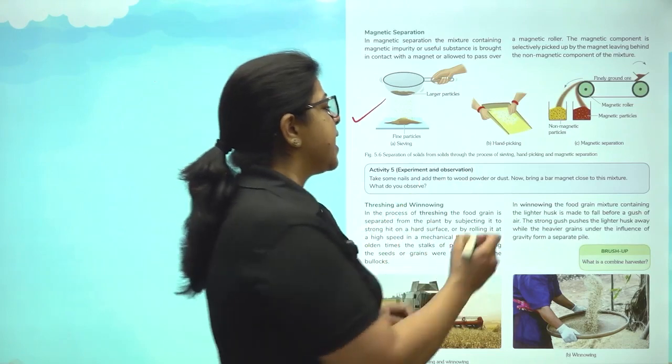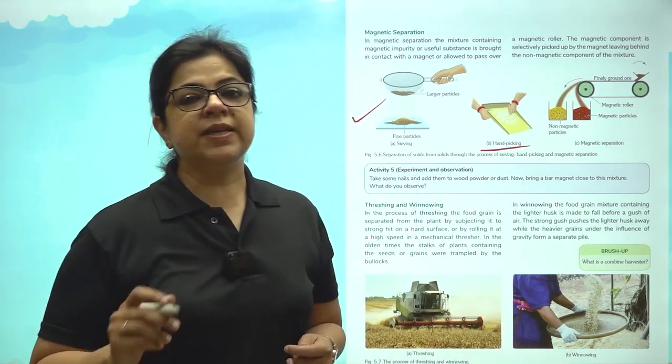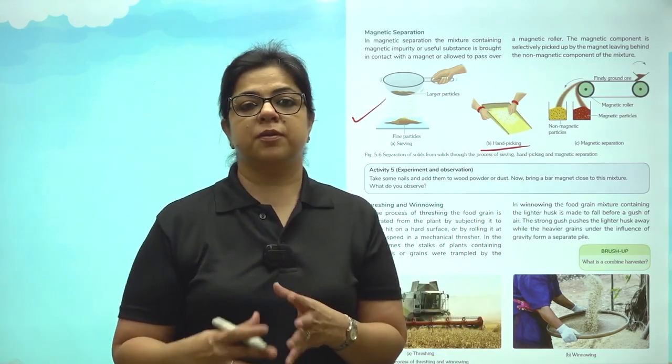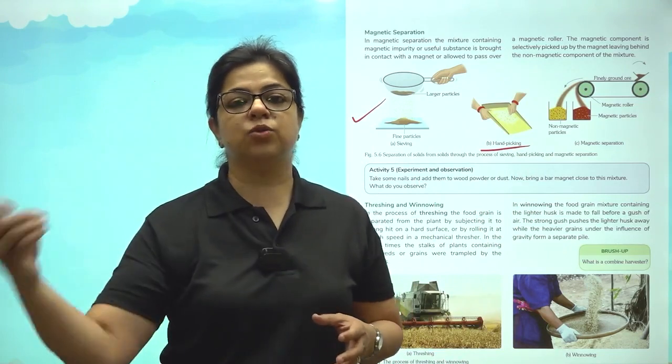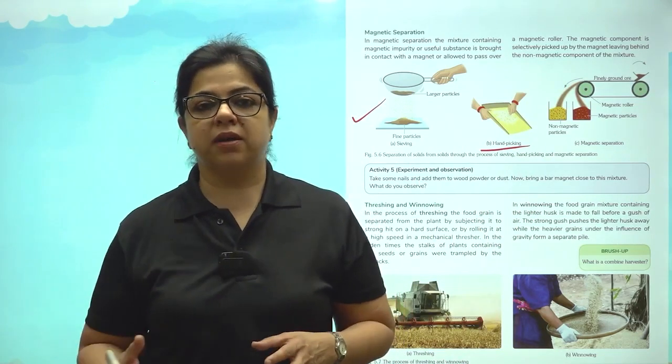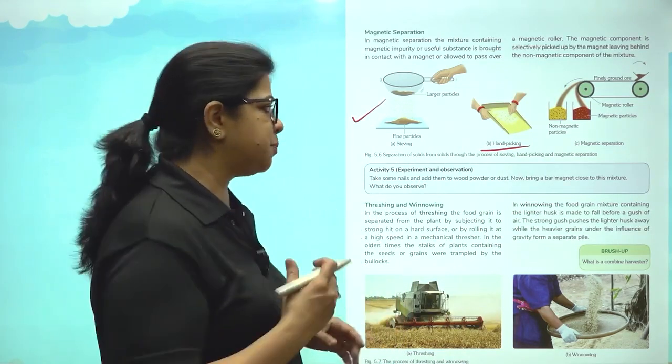The second is hand picking. As we discussed in the example of preparing dal, where we pick out the stones and the husk particles. What is that? That is hand picking.